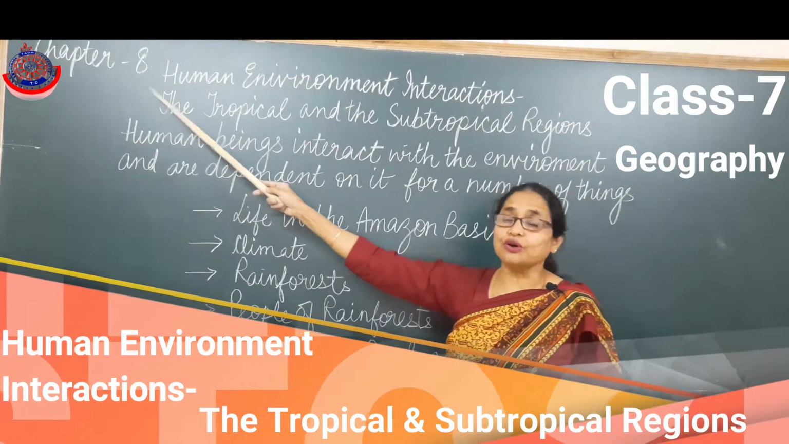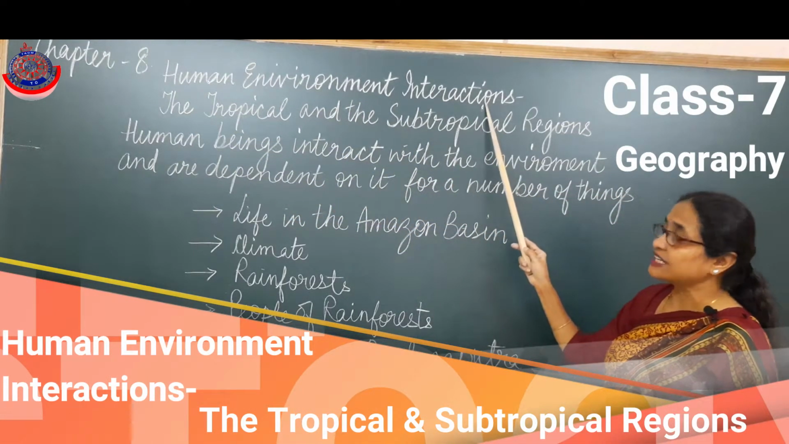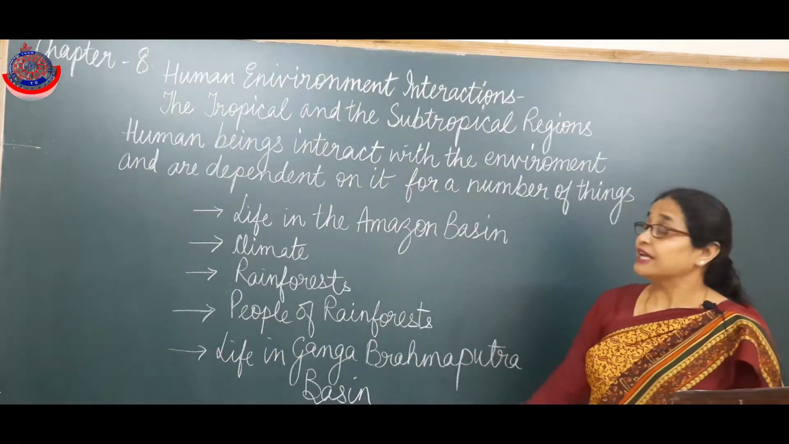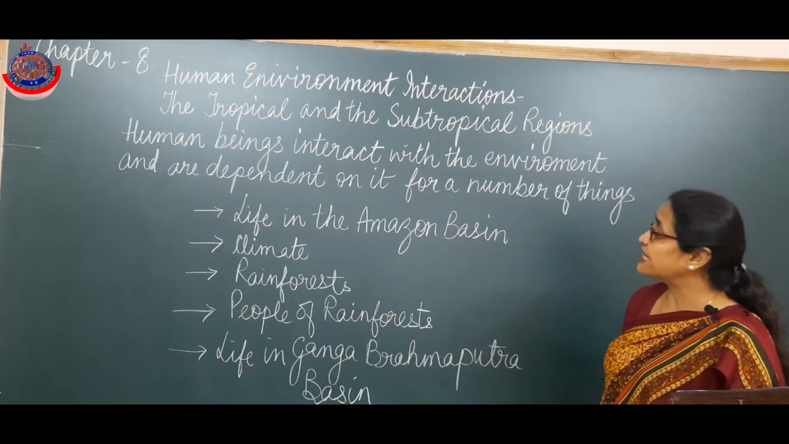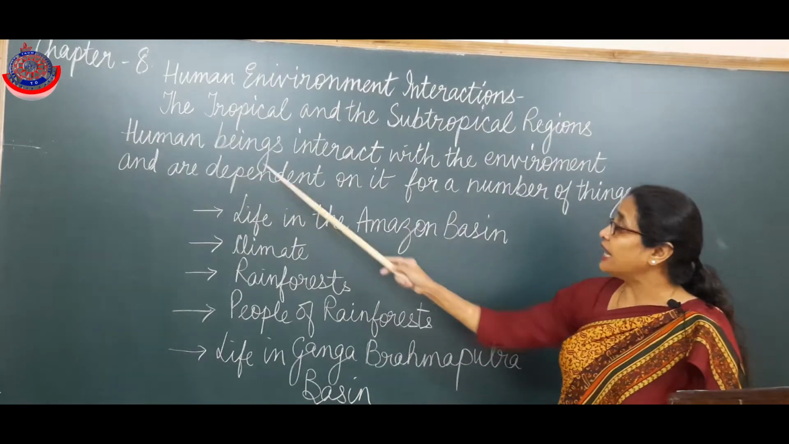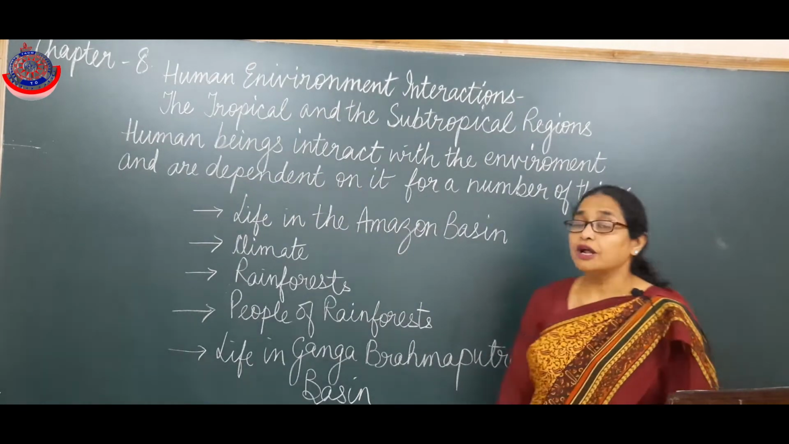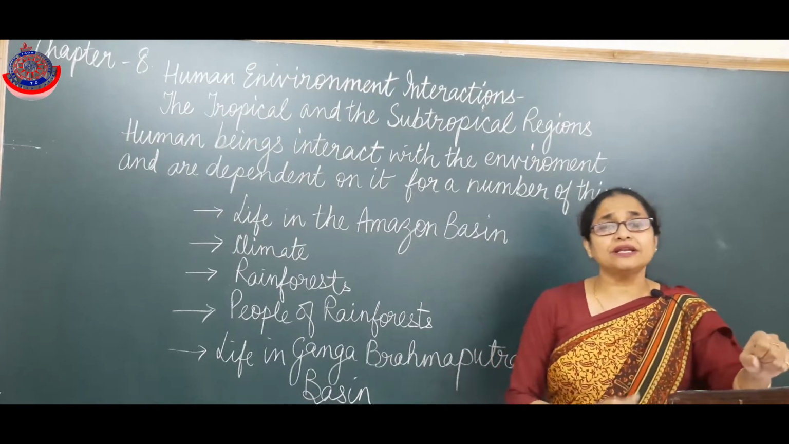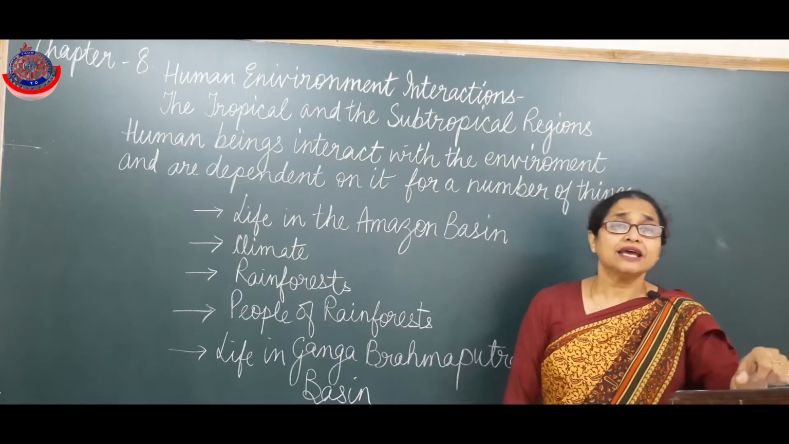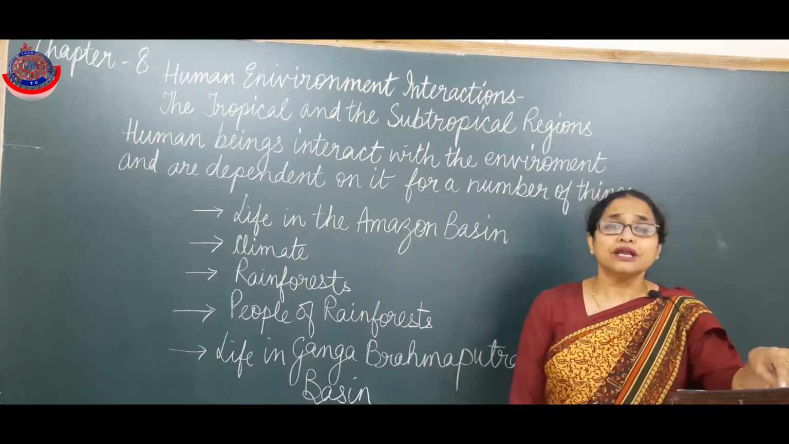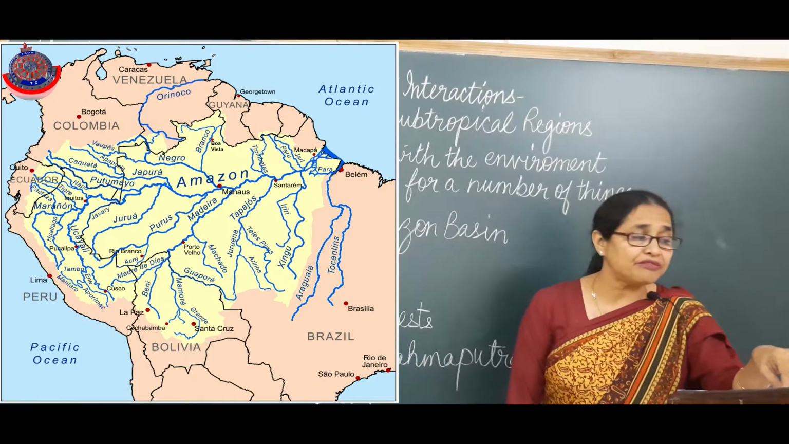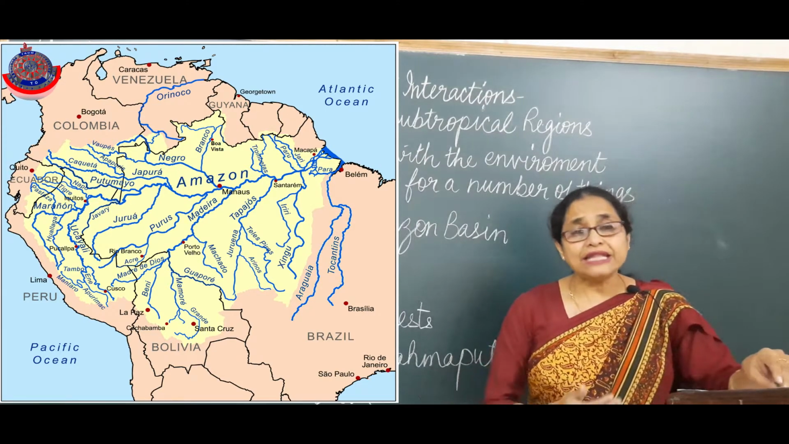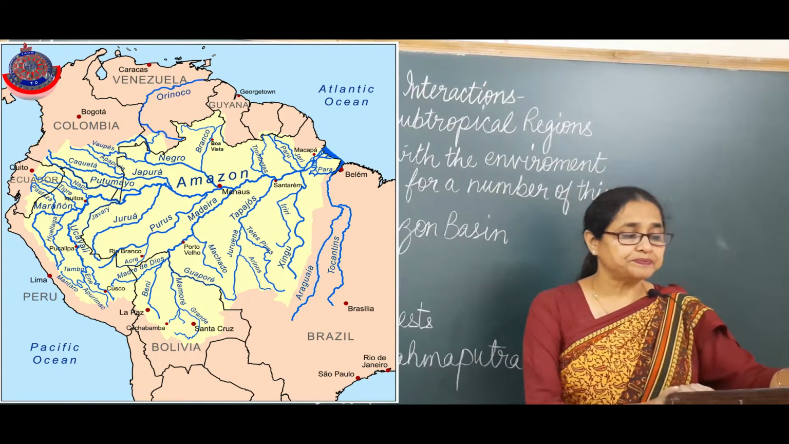Chapter number 8 of Geography, Human Environment Interactions, the tropical and the subtropical regions. Now we all know that human beings interact with the environment and are dependent on it for a number of things. As far as the tropical and subtropical regions are concerned, in this chapter we are going to read and learn about life in the Amazon basin.